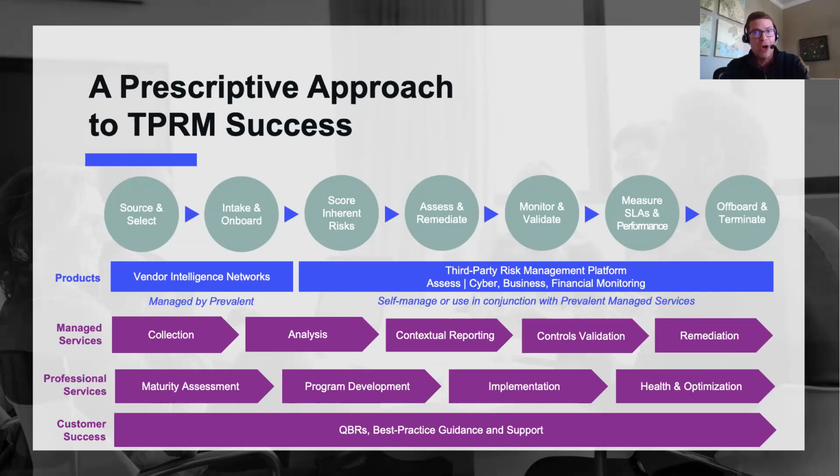As you intake and onboard a vendor, we can give you visibility into their existing risk profile as well as some real-time risk insights, and give you some inherent risk visibility against whatever metrics you're trying to measure against. Execute those full and complete assessments.